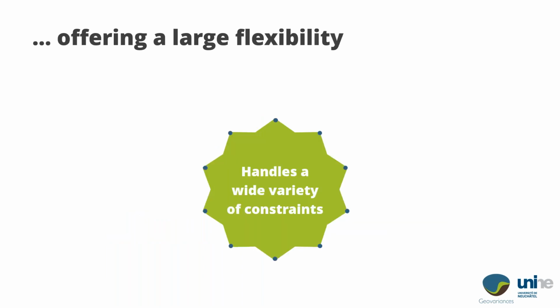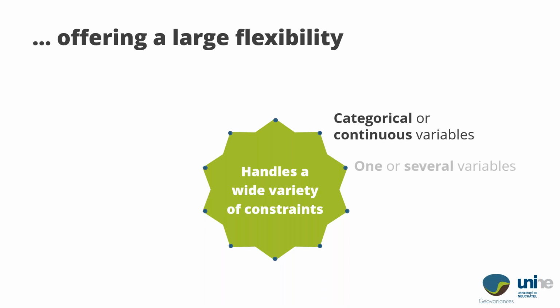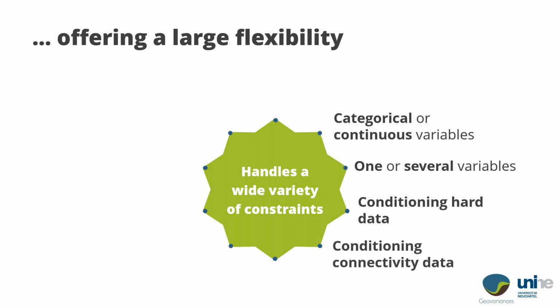In this new technique, the direct sampling handles a wide variety of constraints. So we can work, like I said, with categorical or continuous variables. We can use one or several variables together. We can also condition with hard data, and condition with connectivity data. We can work with non-stationarity, so we can use rotation or homothety.